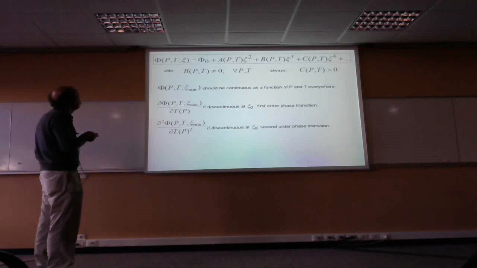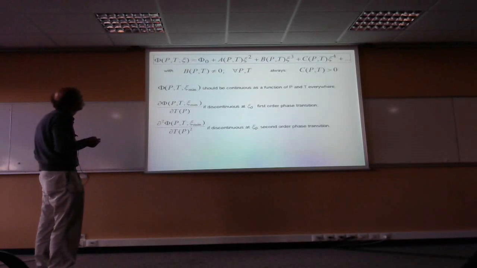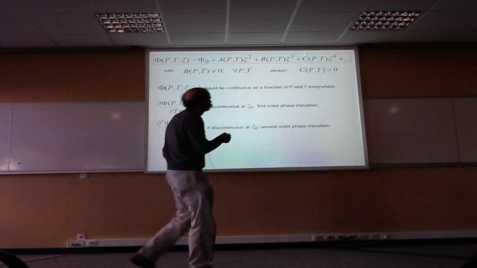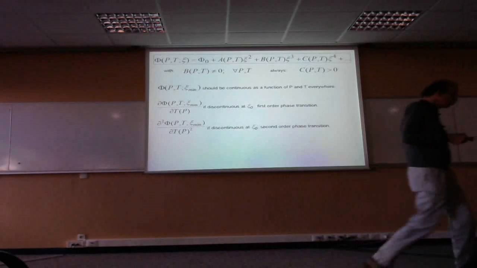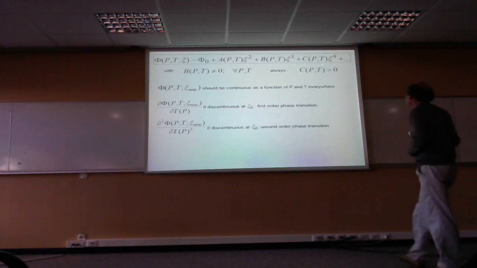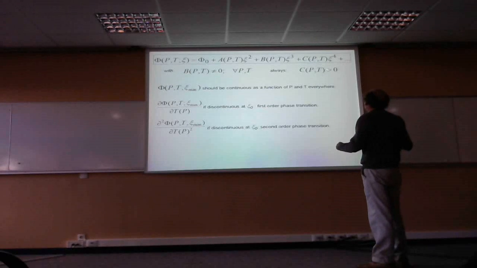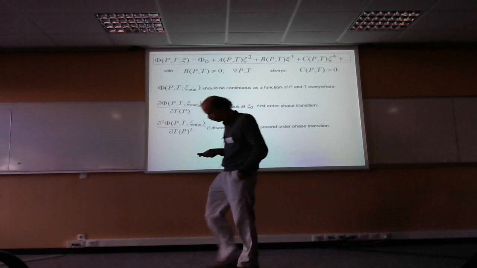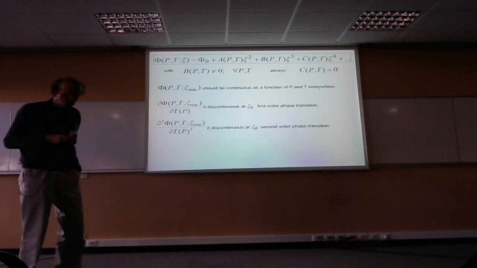Now, Landau considers the case, among other cases, in which B, this term with a cubic term, is non-zero everywhere. And of course, this term has to be negative, otherwise this will always yield a minimum at plus infinity. So we have C(p,t) should be bigger than 0, and B is non-zero.